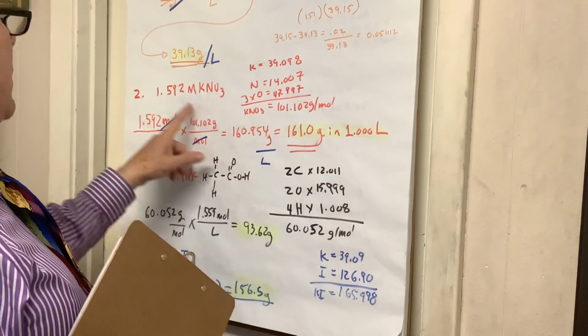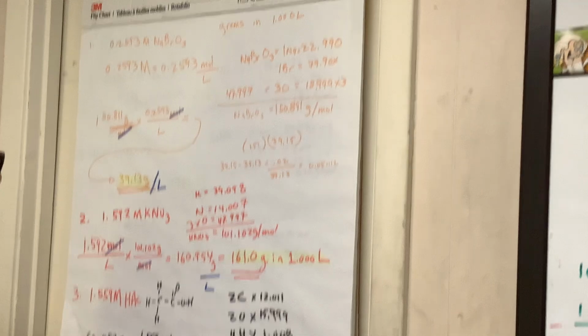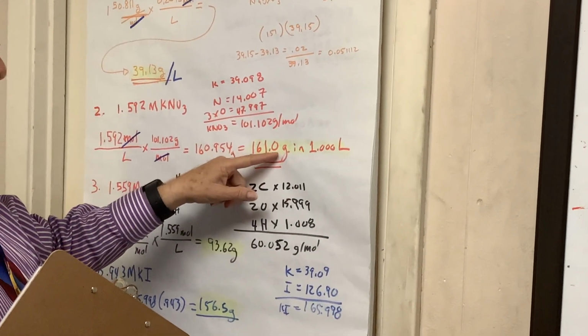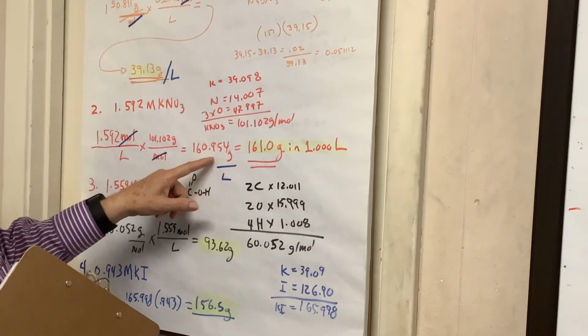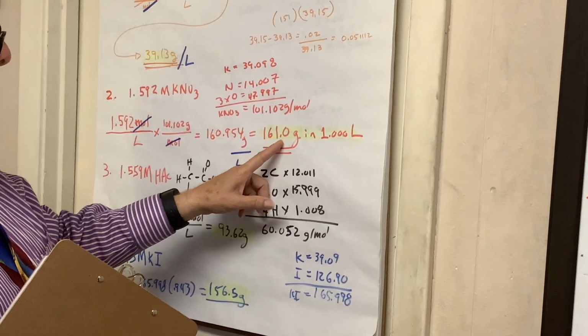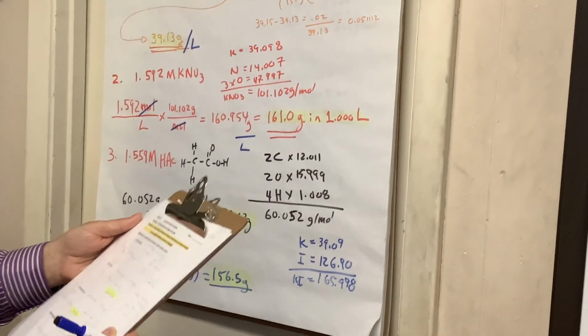I'm only allowed 1, 2, 3, 4 significant figures. So that is 161.0 because it's 160.954. So the only way to round that is up. 161.0 grams. Next one.